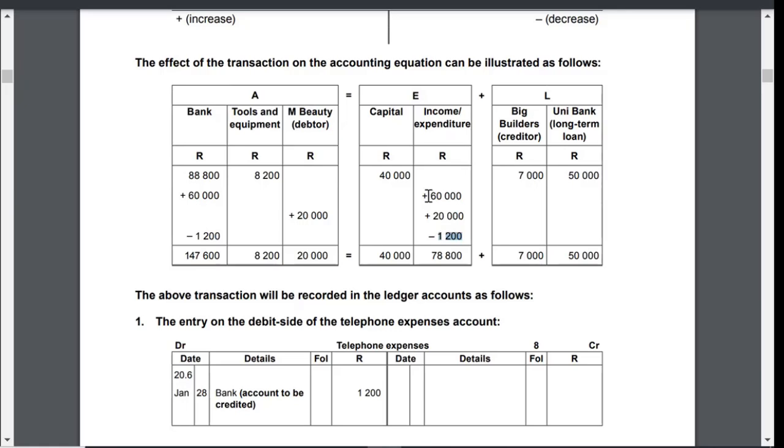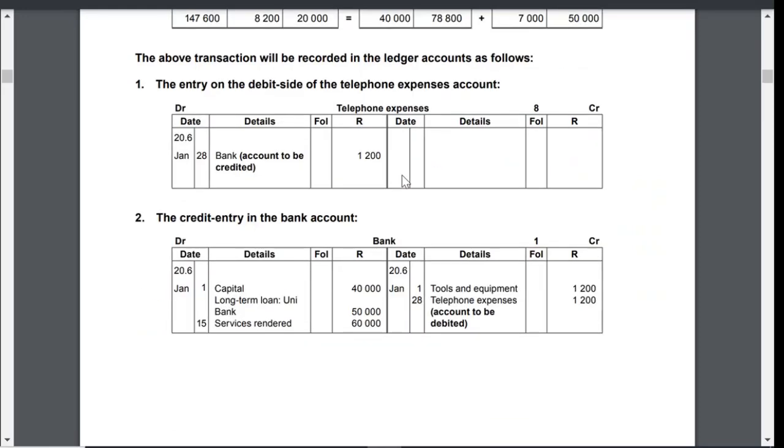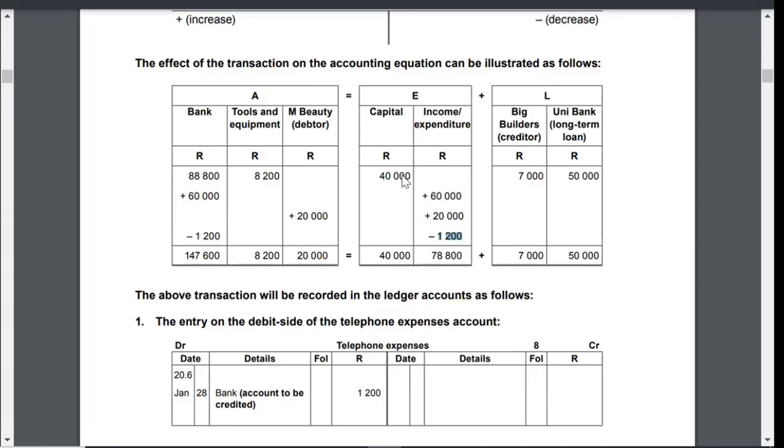So now what's important? Hopefully you made a note of what I just said. Yes. When the company pays an expense, the equity decreases. Yes, this was very important.